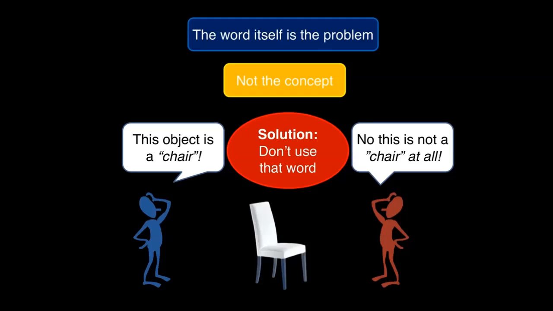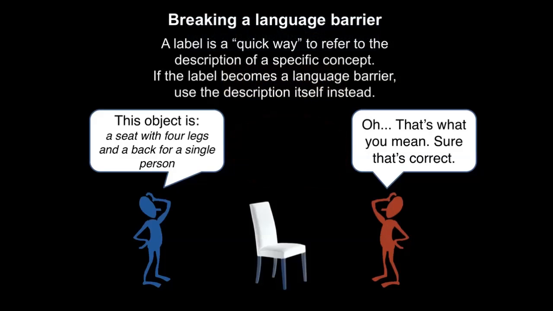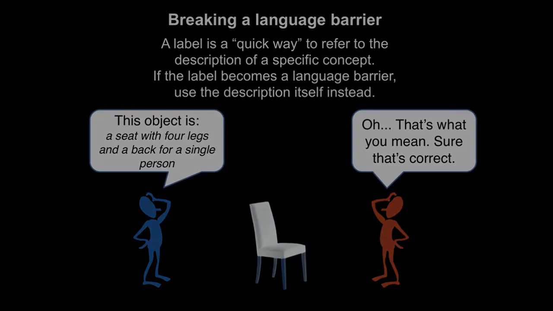So if the word "chair" becomes a problem, instead of using that word, one could simply use the description rather than the label. This will break the language barrier, and if it really has been the case that both sides use the word "chair" to refer to very different concepts, then this fact will immediately be exposed.